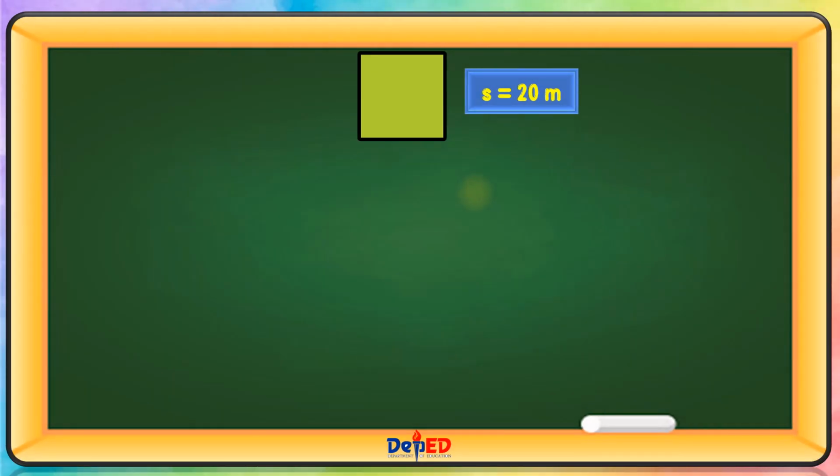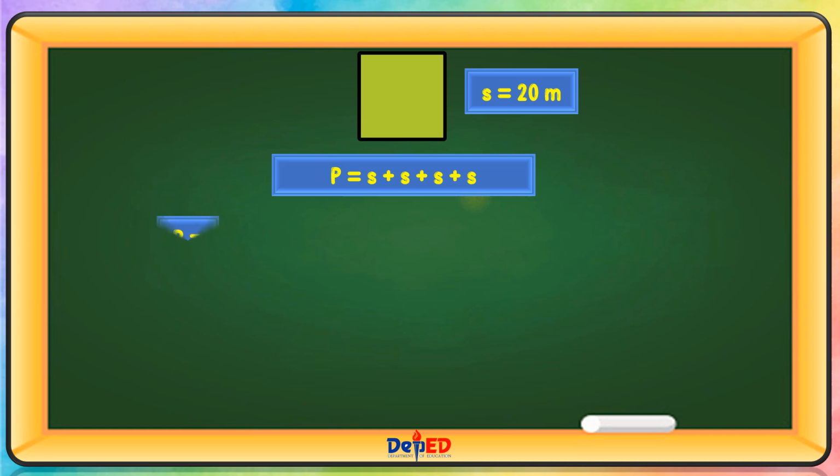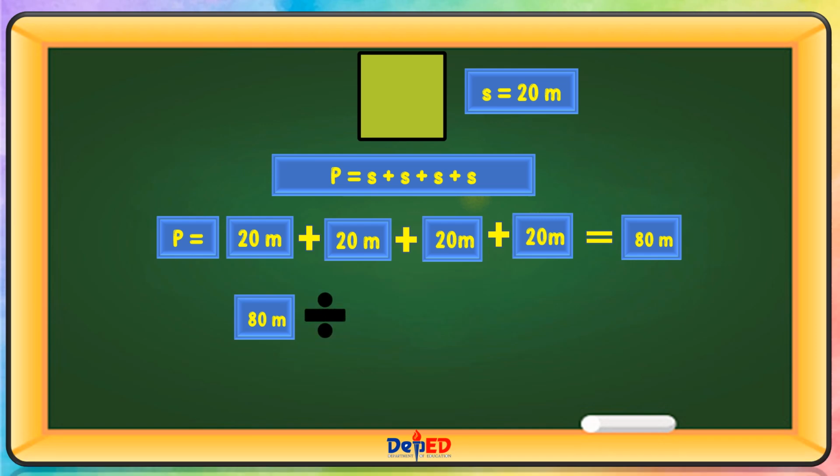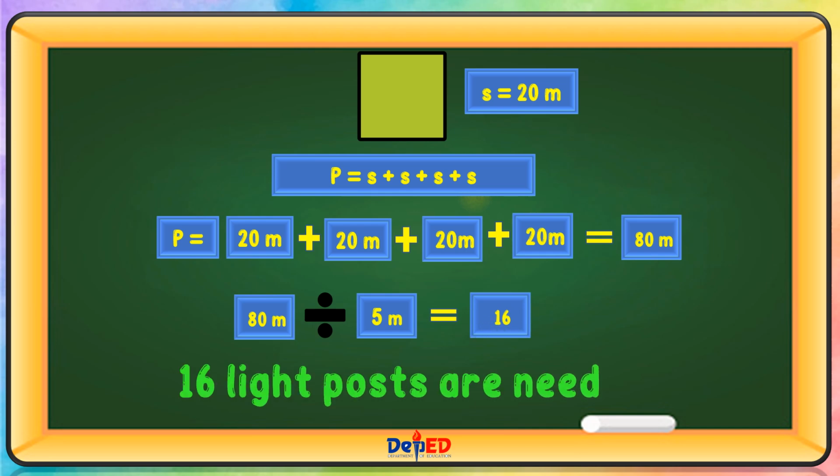Every side is 20 meters. The formula is P equals S plus S plus S plus S. P is equal to 20 meters plus 20 meters plus 20 meters plus 20 meters equals 80 meters. 80 meters divided by 5 meters is equal to 16, or 16 light posts are needed.